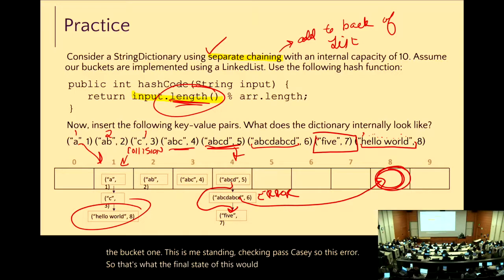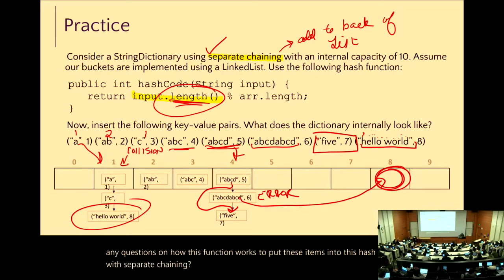Does anybody have any questions on how this function works to put these items into this hash table with separate chaining? Cool. Question? Yeah.